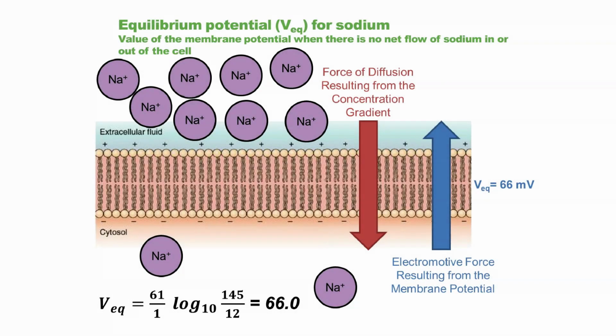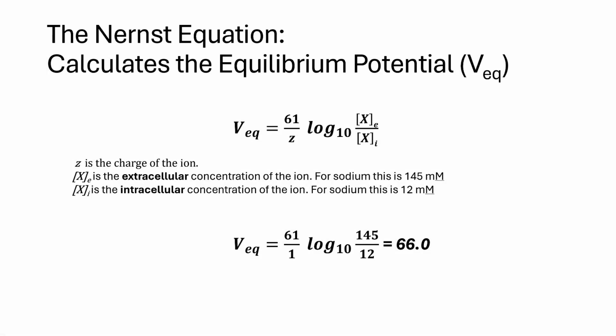The equilibrium potential for an ion is the value of the membrane potential that would produce an electrical force that is equal and opposite to the force of diffusion. The value of the equilibrium potential can be calculated with the Nernst equation. This equation uses the concentration gradient for an ion to calculate the value of the equilibrium potential.